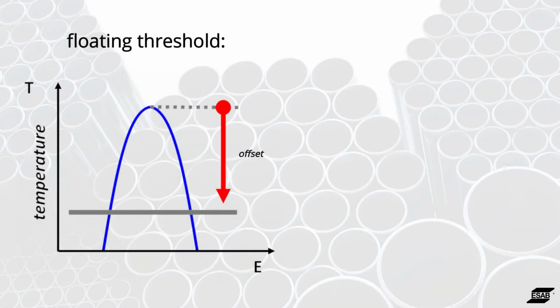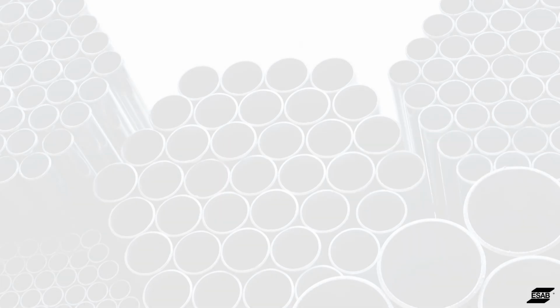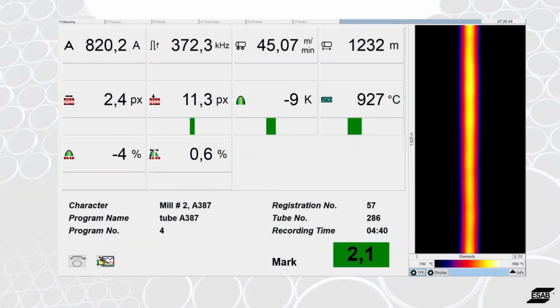Beside a fixed threshold value, it is possible to use a floating threshold. With this, the threshold value is set for each temperature measurement individually, as a chosen temperature offset is applied to the maximum temperature. The floating threshold is mainly used in tube and pipe welding applications.